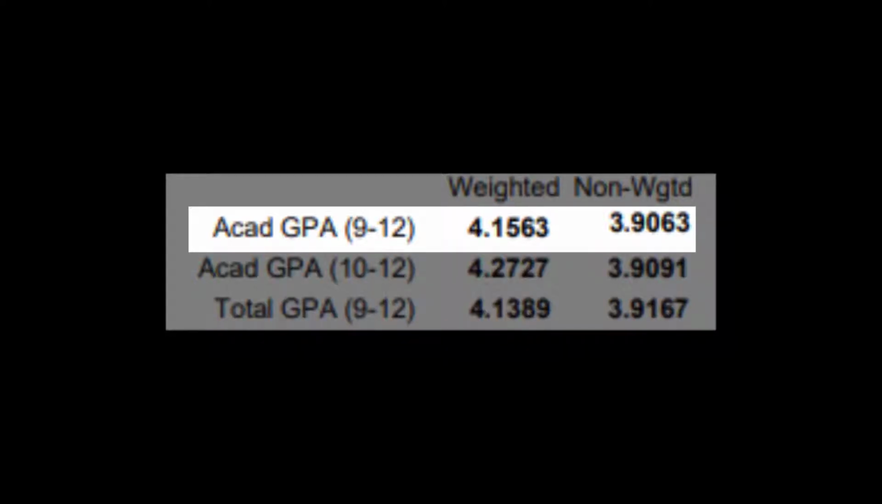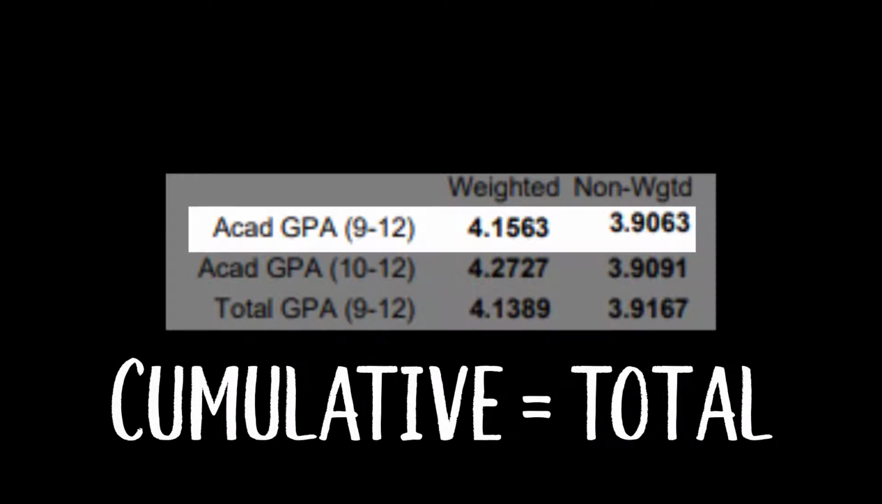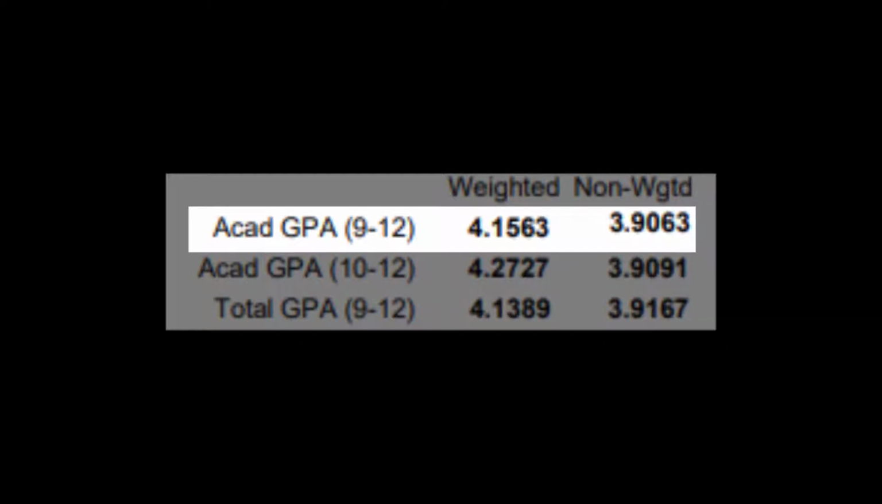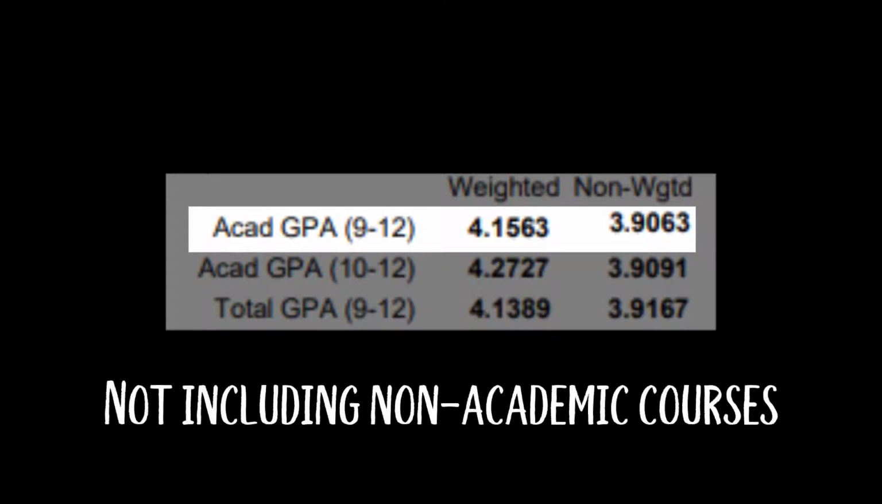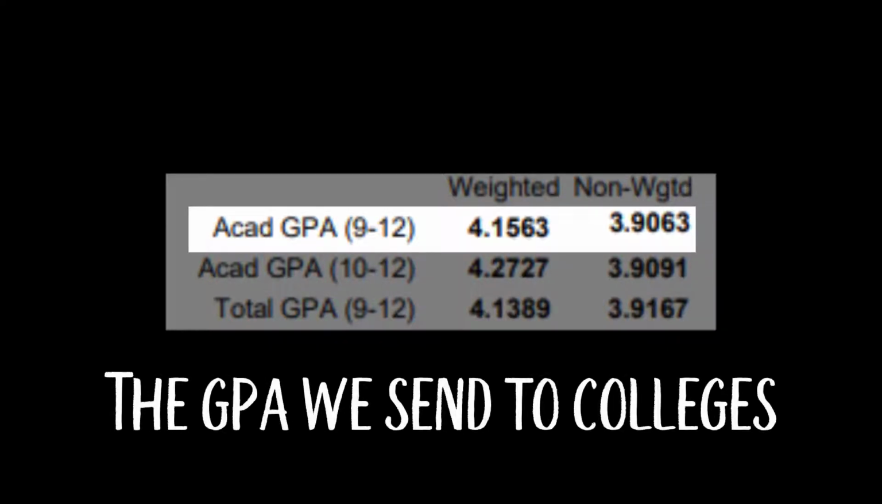On the first row, this is your cumulative or total academic GPA from 9th grade to the most recently completed semester. This number does not include quote-unquote non-academic classes like PE, Learning Center, and a few other classes that you may have taken during high school. This is most typically what colleges look at when you apply.